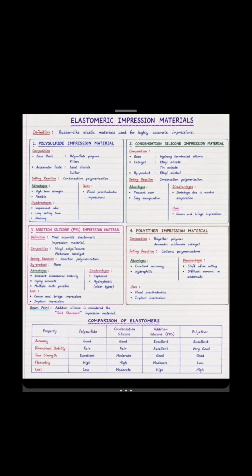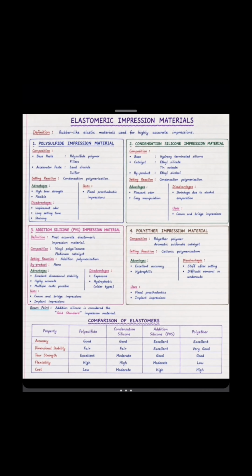Then comes the condensation silicone impression material. The reaction is condensation polymerization that produces ethyl alcohol as a byproduct. The base is hydroxy terminated silicone. The catalyst is ethyl silicate and octoate. Advantages and disadvantages: it has the advantage of pleasant odor and easy manipulation. Disadvantage: shrinkage due to alcohol evaporation. And condensation silicone impression material is used in crown and bridge impressions.